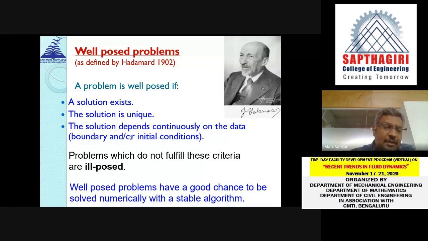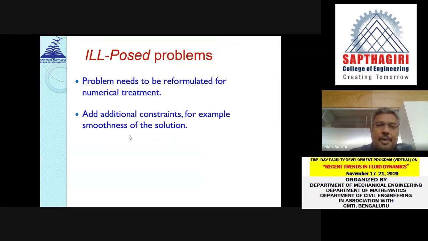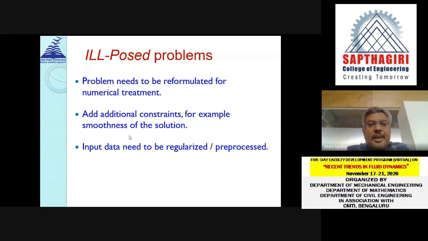And many a time an ill posed problem can be converted into a well posed problem by applying a remedy. The problem needs to be reformulated for considering the numerical treatment, and sometimes we need to add additional constraints. For example, we need to smooth the solution of the given problem, or we may need to regularize the input data, or we have to pre-process the solutions. So these are some of the remedies.